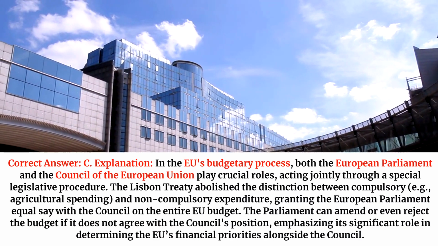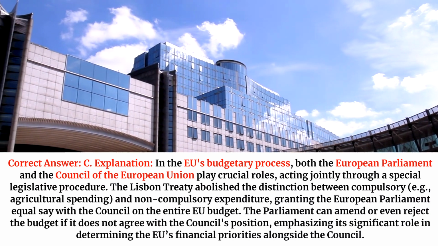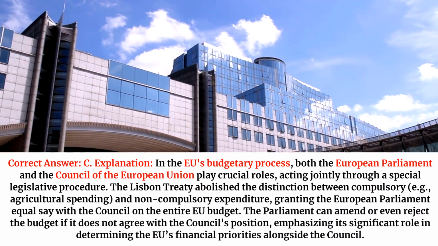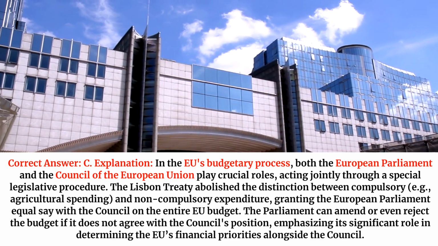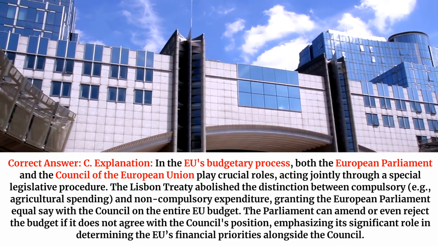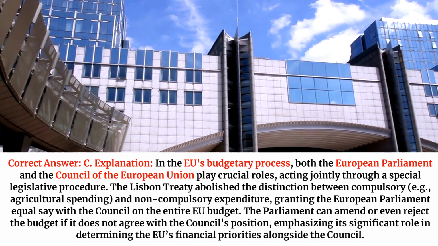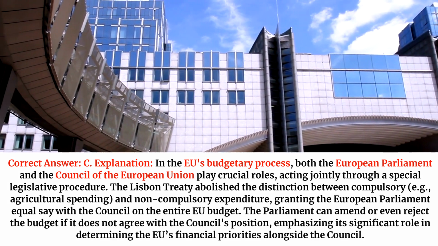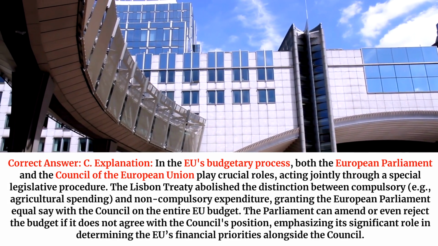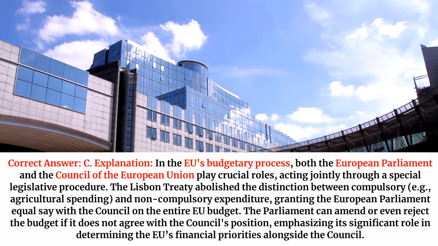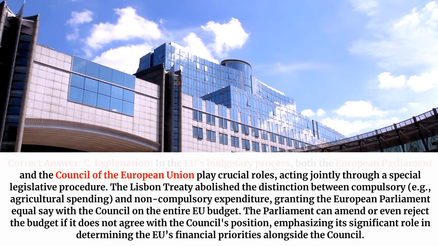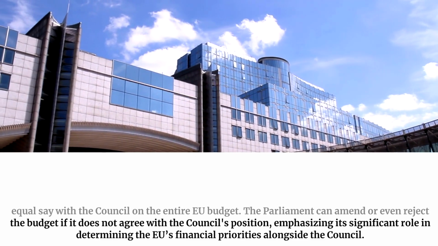Correct answer, C. Explanation. In the EU's budgetary process, both the European Parliament and the Council of the European Union play crucial roles, acting jointly through a special legislative procedure. The Lisbon Treaty abolished the distinction between compulsory, e.g., agricultural spending, and non-compulsory expenditure, granting the European Parliament equal say with the Council on the entire EU budget. The Parliament can amend or even reject the budget if it does not agree with the Council's position, emphasizing its significant role in determining the EU's financial priorities alongside the Council.